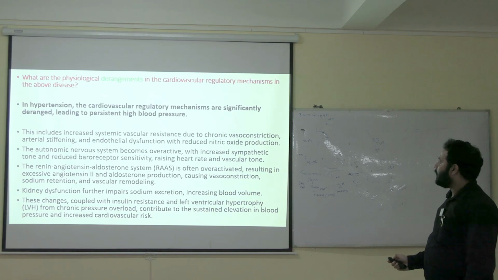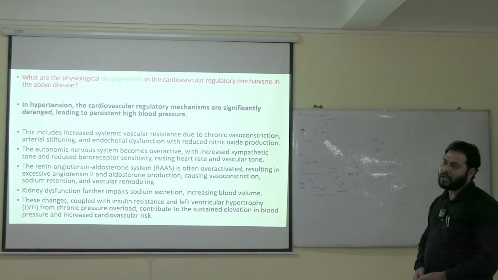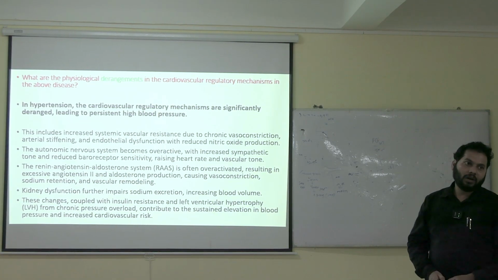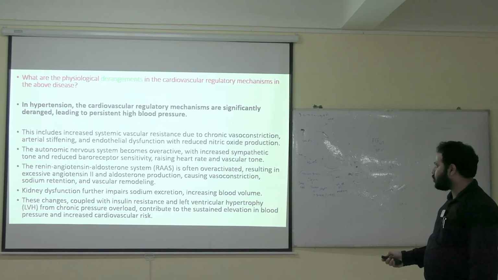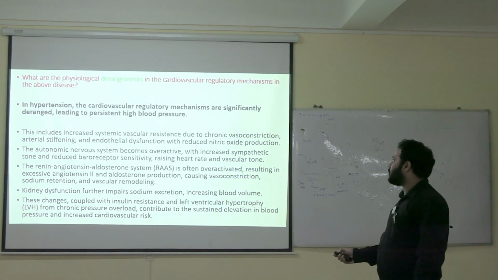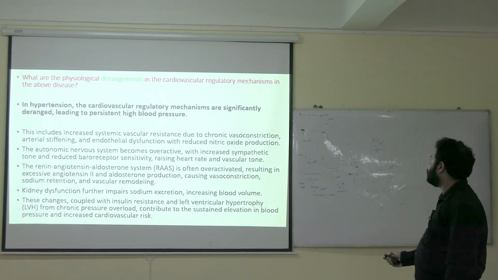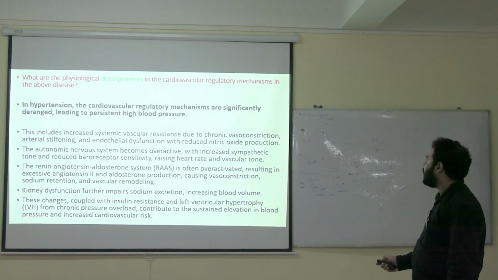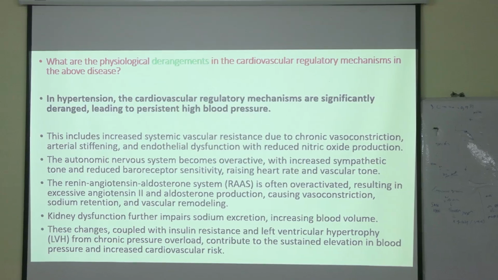So this can be explained by using some mechanisms that are related with the developments of elevated blood pressures, developments of hypertension. So what are those mechanisms? The first one you can see. This includes increased systemic vascular resistance due to chronic vasoconstrictions, arterial stiffening, and endothelial dysfunction with reduced nitric oxide productions.